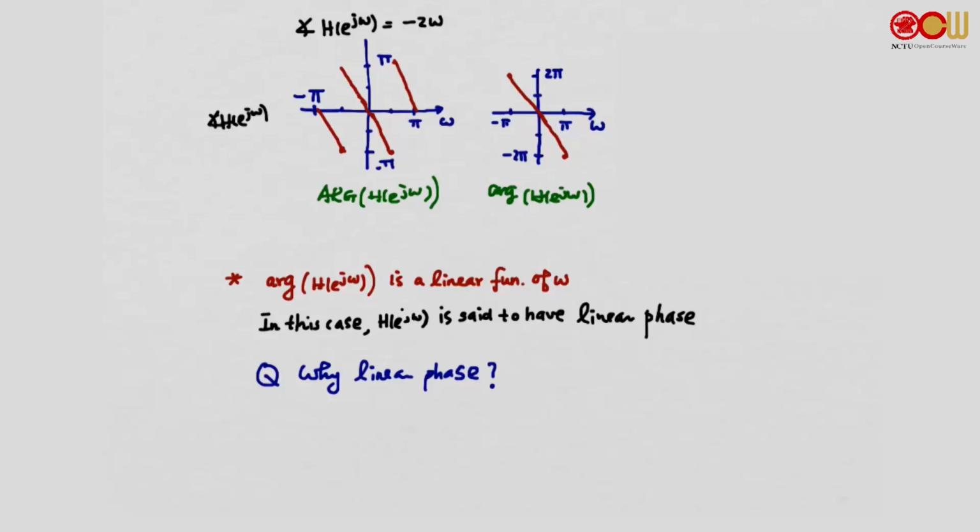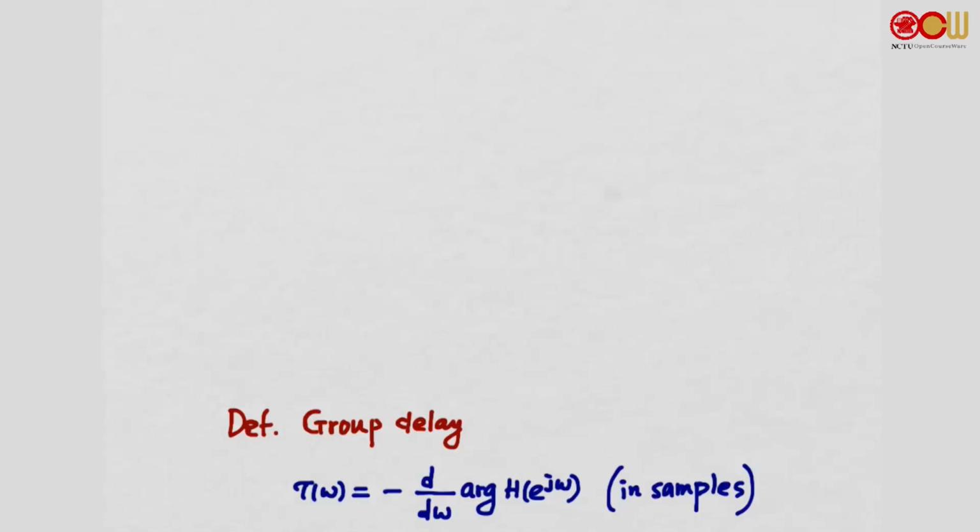But what's wrong with a nonlinear phase? We will look at a particular case where phase matters. Let us first define group delay. The group delay function tau of ω is a function of ω. It's the derivative of the phase function, with a negative sign. And the unit is samples. We will see why the unit is samples later.